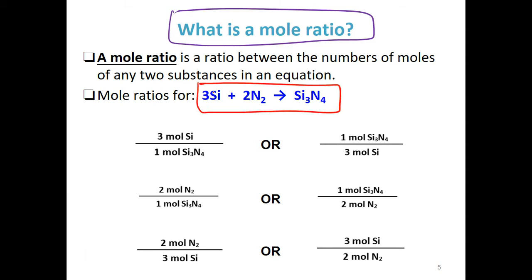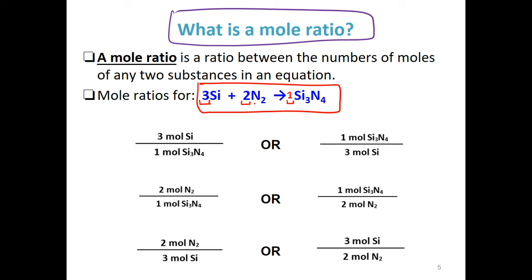You have 3 silicon with 2 nitrogen going to trisilicon tetranitride. The coefficients can be read as moles. There's a 1 here, since there's nothing there, we assume there's a 1. So you have 3 moles of silicon for every 2 moles of nitrogen and 1 mole of trisilicon tetranitride. That means there's a 3 to 2 to 1 ratio in the whole equation.